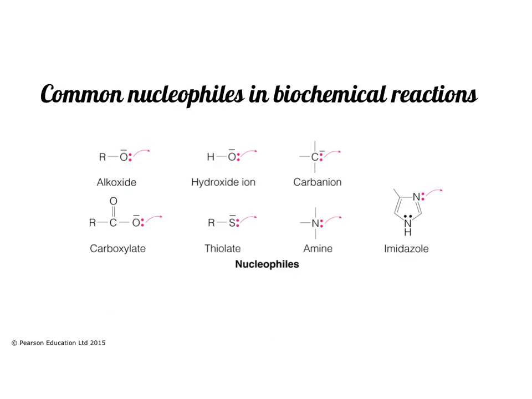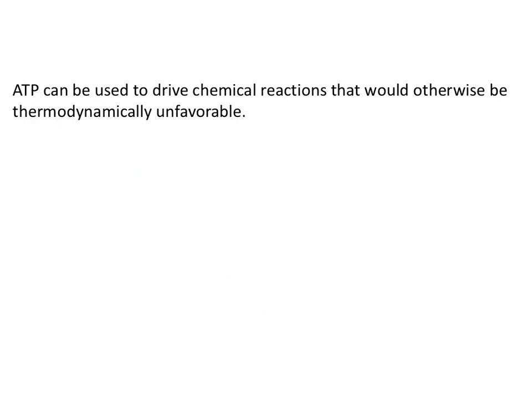And then the nucleophiles, you're looking for something that has a partial negative or a full negative. Typically, we're using hydroxide ions, which may come from water. I'm trying to think of some other ones that we may have used. So far, we've only used the hydroxide ions, but you'll notice that the nucleophiles either have a partial negative or a full negative charge. That's just a reminder. Okay, so ATP can be used to drive chemical reactions that would otherwise be thermodynamically unfavorable.